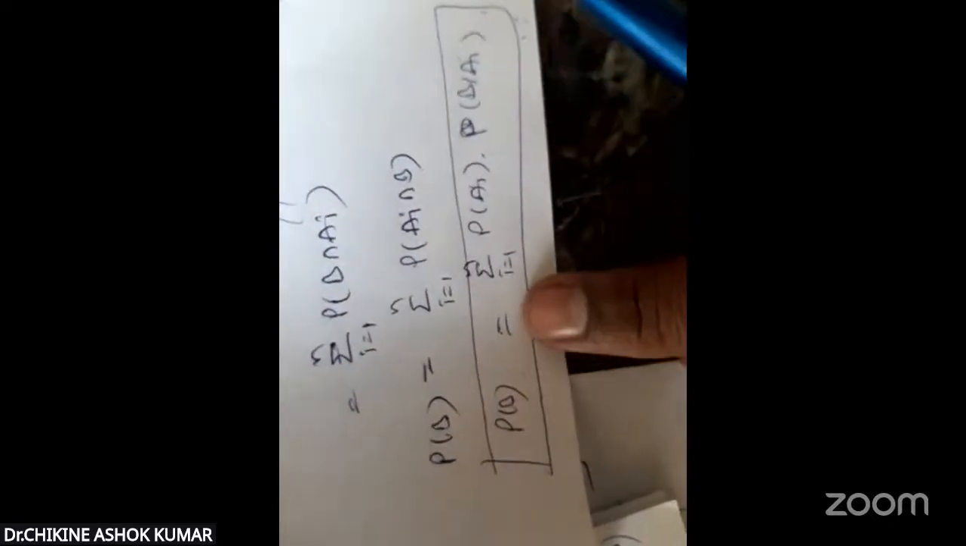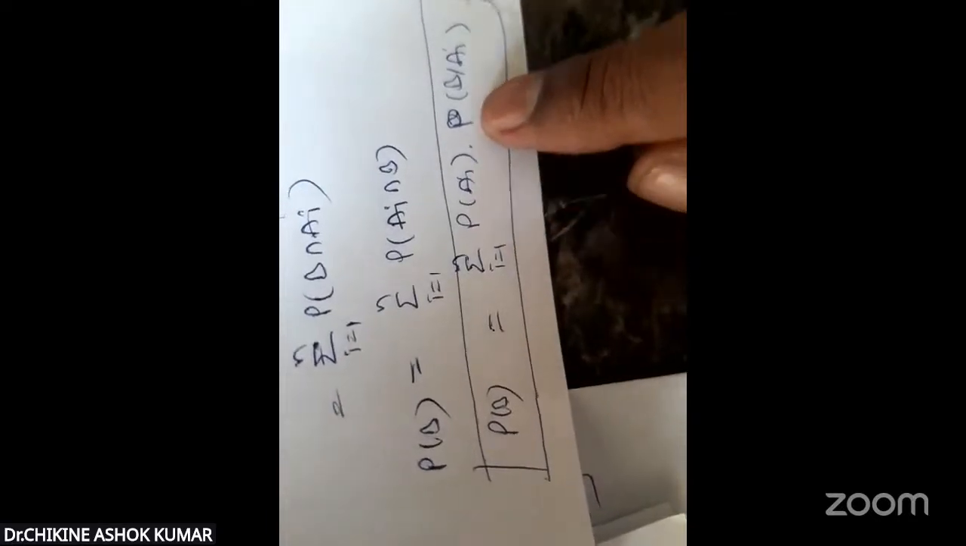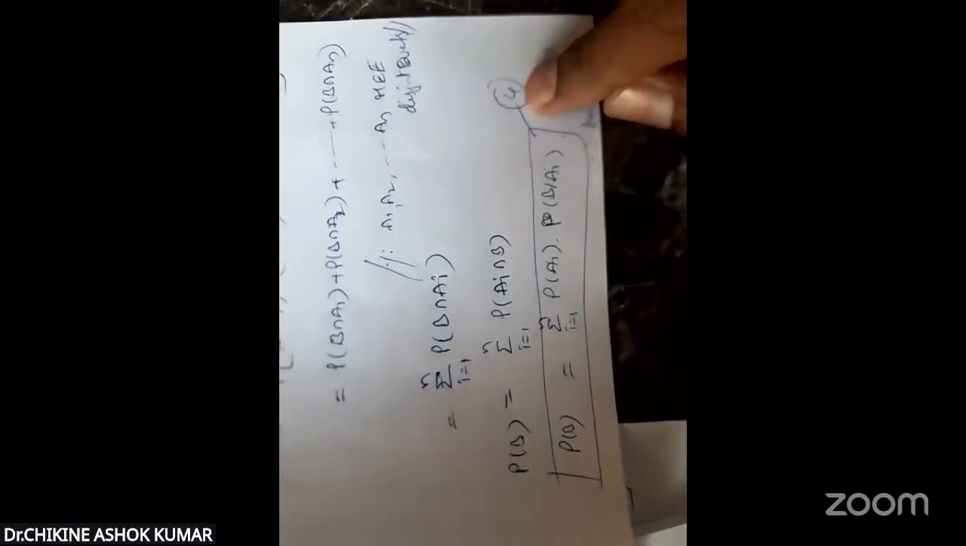So in the beginning itself, I wrote that it is enough to show that for this denominator part, P of B equal to summation i equal to 1 to n, P of Ai into P of B given Ai. Yes, I proved it. So now assume this is equation number 4. Substitute equation 4 in equation 3. It shows the Bayes theorem result. So finally, we'll get it from equation 3 and 4.